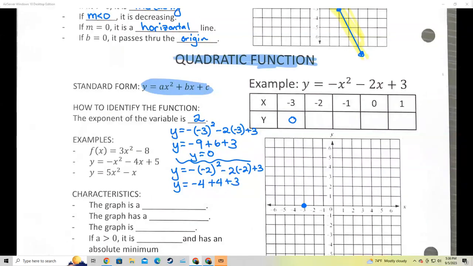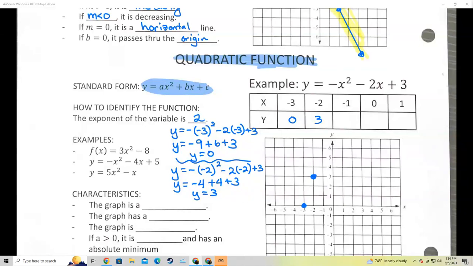Now it's addition and subtraction, so I'm just going to go ahead and add from left to right. -4 plus 4 is 0. 0 plus 3 is 3. So I get y equals 3. When I plugged in the negative 2, the answer I got was 3. I'm going to go ahead and plot that on my graph.